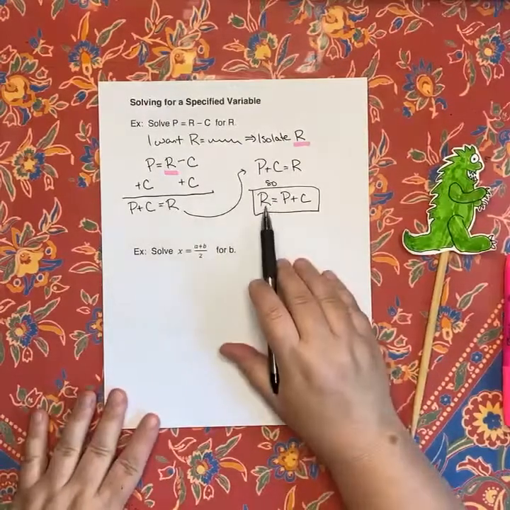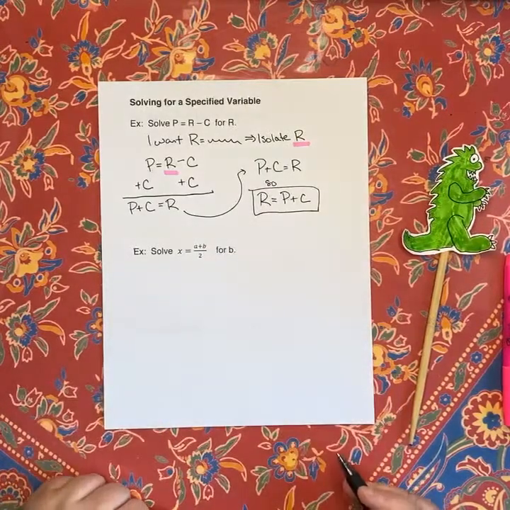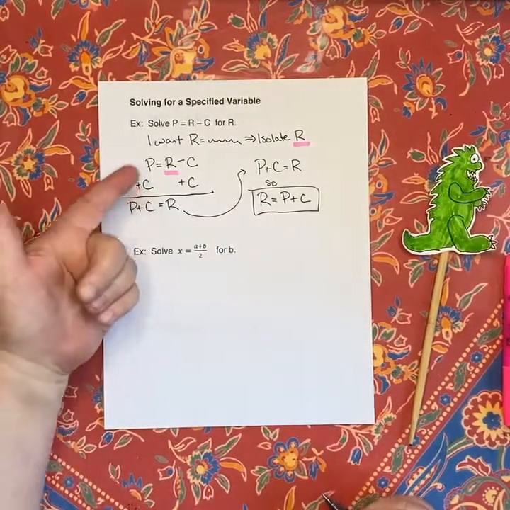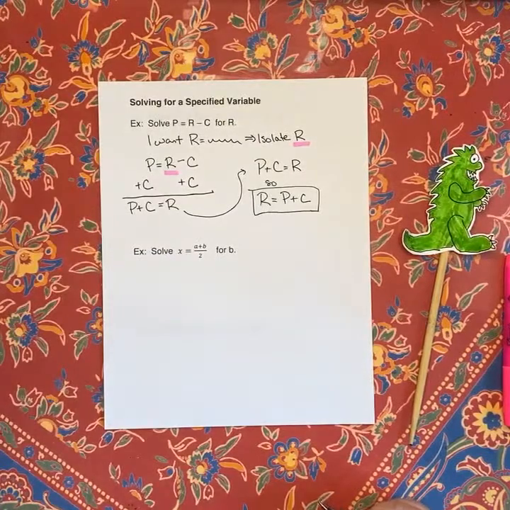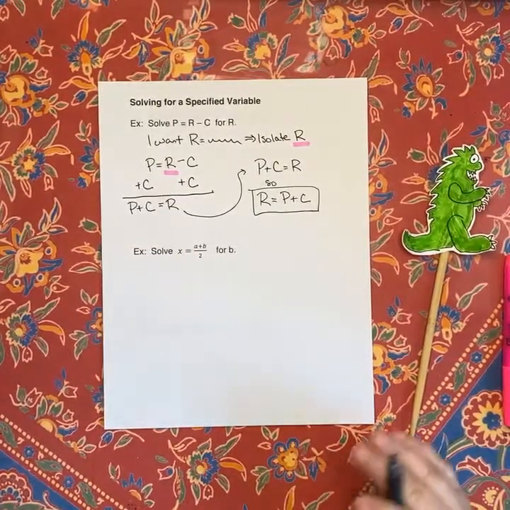So this would allow me, if I know the profit and I know my cost, to figure out what my revenue is. I could even go through and solve for C if I want to know what my cost is. So lots of different ways we can approach this. That's what we're going to do.